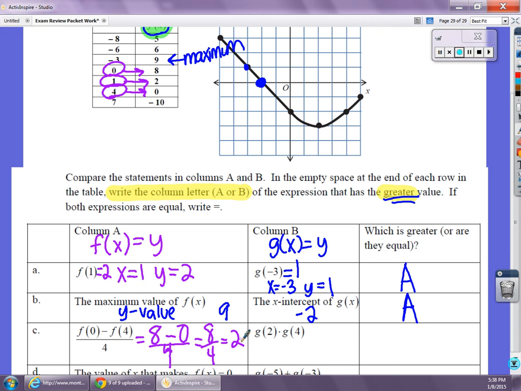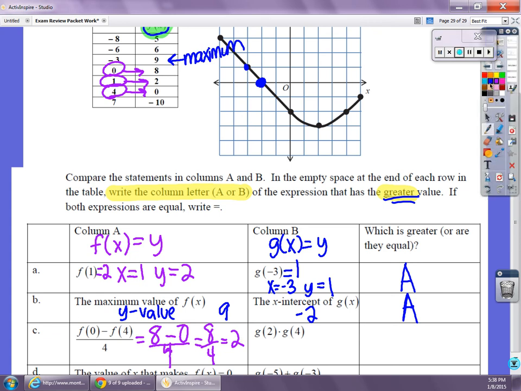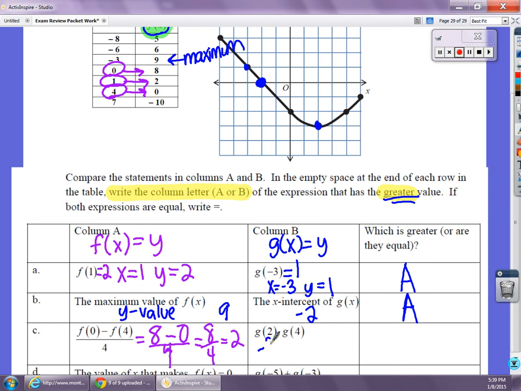Okay, g, we're going to do g of 2 times g of 4. Remember that dot is an indication that we're going to multiply. So we need to actually find the values of g of 2 and g of 4. G of 2: when x equals 2, y equals negative 3, times g of 4: when x equals 4, y equals negative 2, and negative 3 times negative 2 is positive 6. So in this case, 2 is less than 6, therefore column B is greater.